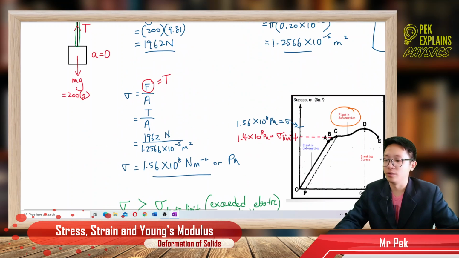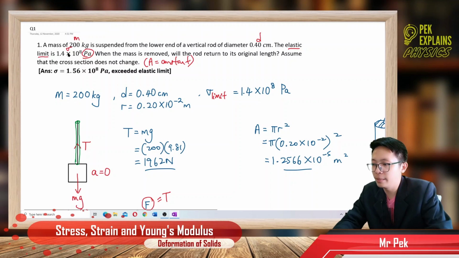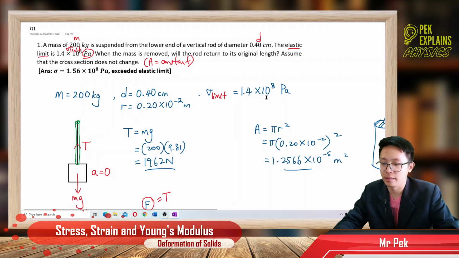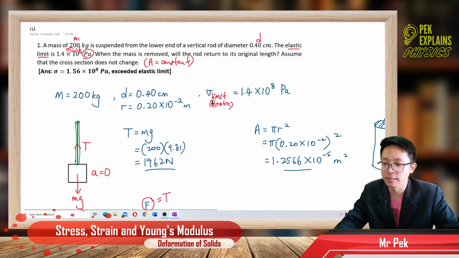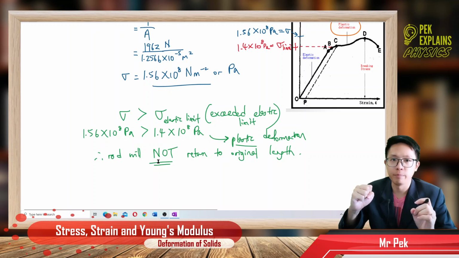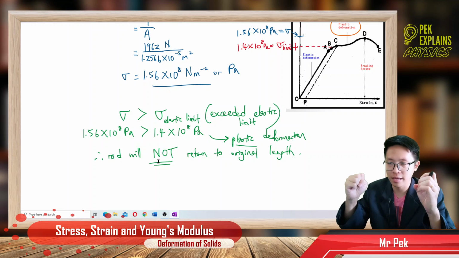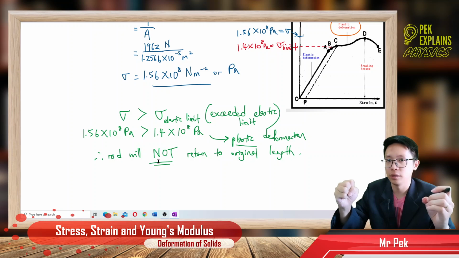So when talking about elastic limit, we always refer to the stress. For this case, this is the limiting stress, the stress for the elastic limit. I got the stress more than the elastic limit, so with plastic deformation it will not return to original length. The rod will have permanent extension. It will stay at the shape after it extends; it will not return to original shape.